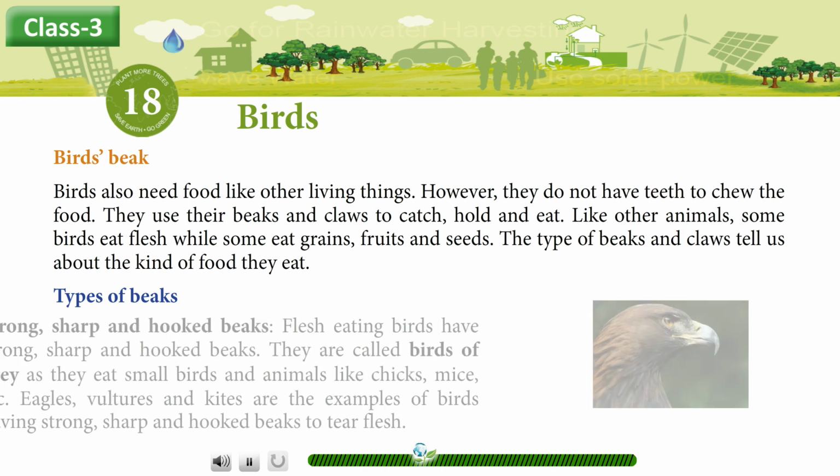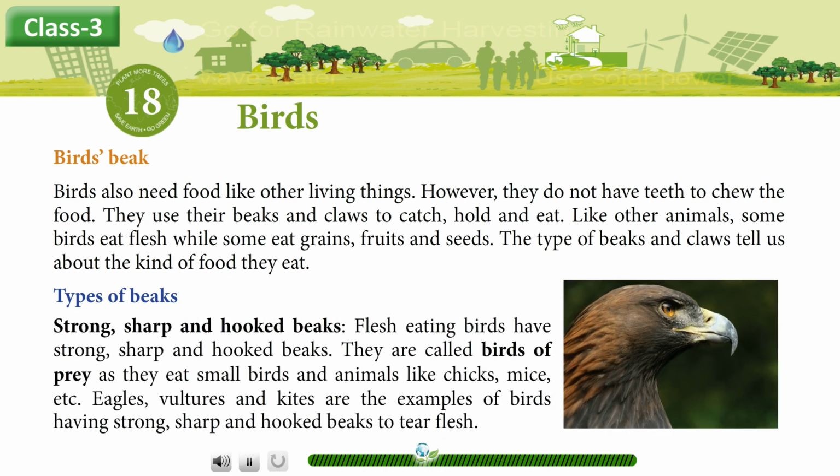Types of beaks. Strong, sharp, and hooked beaks. Flesh-eating birds have strong, sharp, and hooked beaks. They are called birds of prey, as they eat small birds and animals like chicks, mice, etc. Eagles, vultures, and kites are the examples of birds having strong, sharp, and hooked beaks to tear flesh.